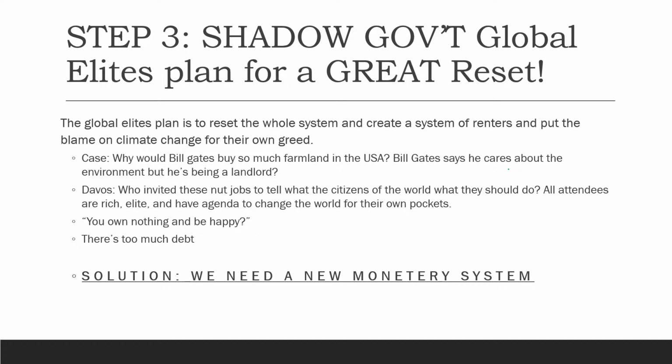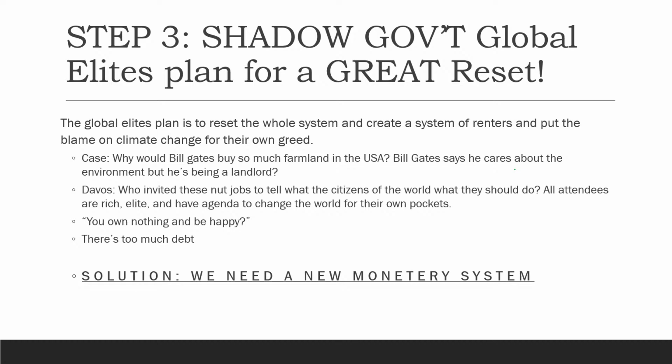So if there's so much trouble with the system, what is the plan? With the shadow banking system, there's also a shadow government. I know that sounds like a conspiracy theory, but if you look at the global elite's plans, they're actually calling for a reset. The global elite's plan is to reset the whole monetary system, the whole entire way that we do money, and a new government where everyone owns nothing and is happy. But that actually translates to a system of renters, and it puts the blame on other things.